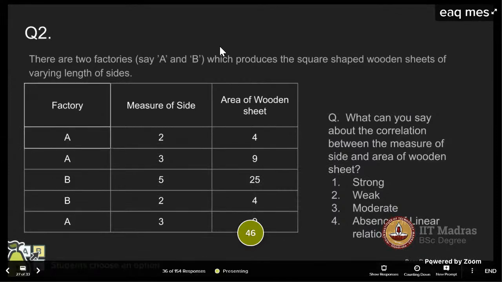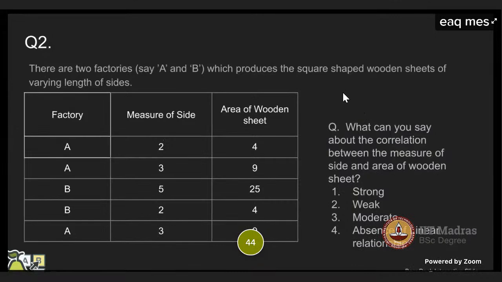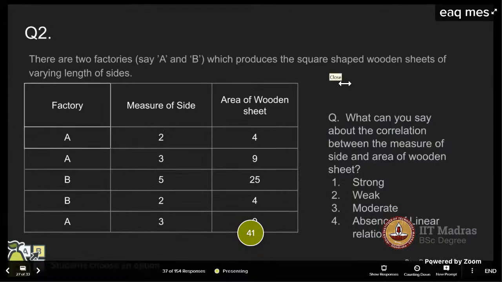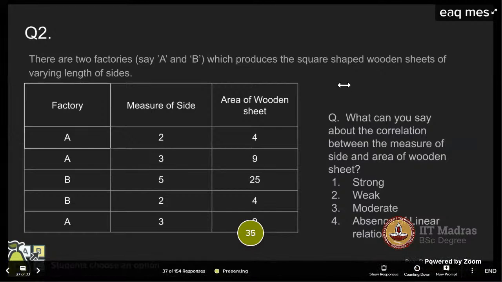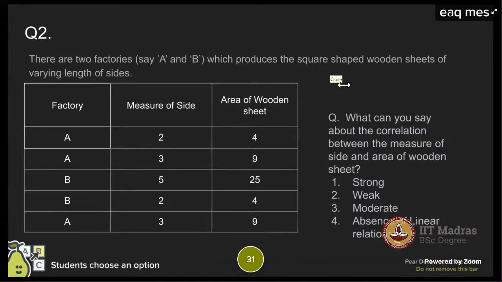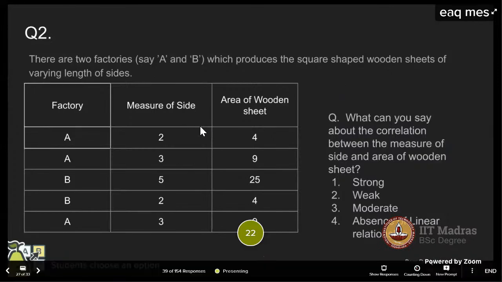Sir, can you please show me the solution for question 1, the previous slide? You can go through the slides again. Let others answer this one. Sir, you want to know the value of the sample covariance, right? No, sir. I just want to know what the mean of the X observations and Y observations is, because my mean is different. Okay, for X it's 3, if you are taking X as the measure of side, and for the area of the wooden sheet, it's 10.2.